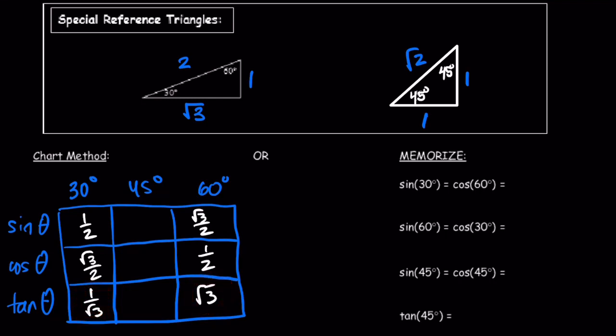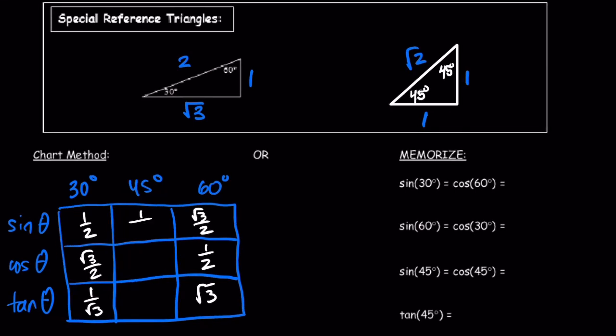Now the 45, 45, 90 right triangle is super easy because notice the opposite and the adjacent are the same. So sine and cosine are both 1 over square root 2. And tangent would simply be 1 over 1 or just 1.